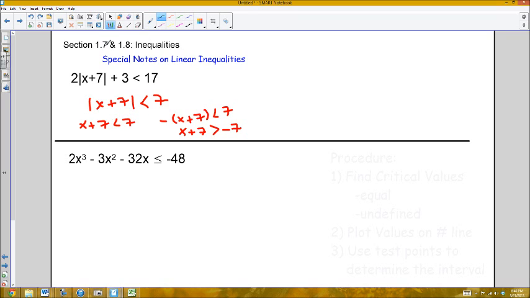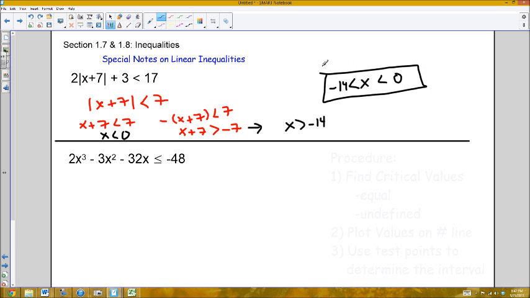For the first one, if I add 7 to both sides, I get x is less than 0. And when I subtract 7 from both sides on this one, I end up with x is greater than negative 14. So if I wanted to sum that up, all of my values of x have to be greater than negative 14, but less than 0. So there are the solutions to this linear inequality.